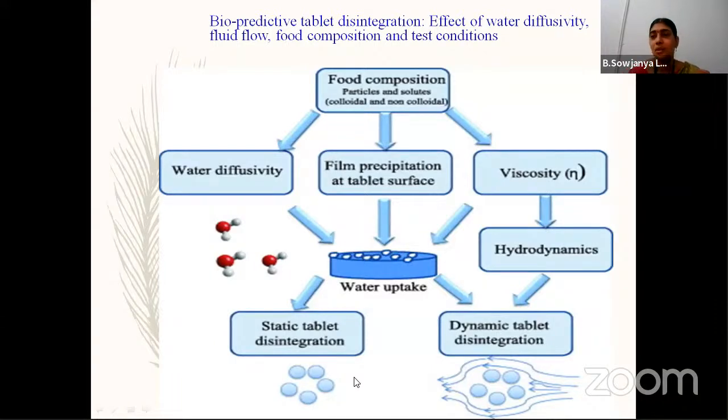Not only the food, the water, the liquid intake, whatever the fluid intake and the food pattern is, also delays the disintegration activity. So biopredictive is nothing but the biological activity when the tablet is placed into our body, how the activity gets predicted.